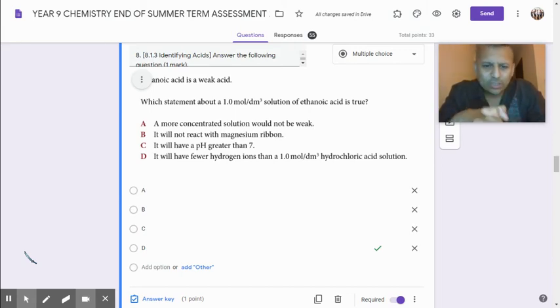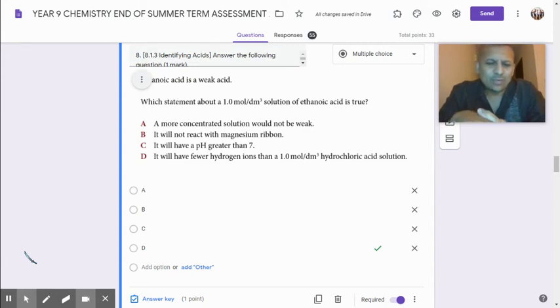So, a more concentrated solution would not be weak. Well, that's incorrect because it's a weak acid. The weakness of an acid is not related to the concentration. You can have a weak concentrated acid. You can also have a weak dilute acid. So A is out of the picture.